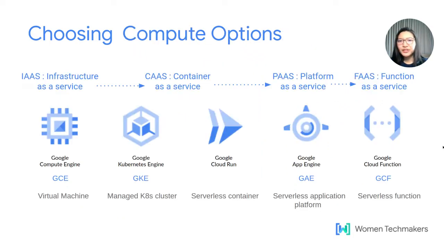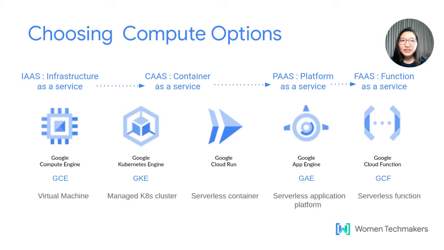The next part is about choosing the compute option. Google Cloud provides a wide range of compute options, starting from Google Compute Engine as a VM, where you can lift and shift your application directly. If you need a Kubernetes cluster, I would recommend Google Kubernetes Engine, which is a managed service for Kubernetes. It is very easy to create. But if you're going for serverless containers, I would suggest Cloud Run to make your container run at scale.